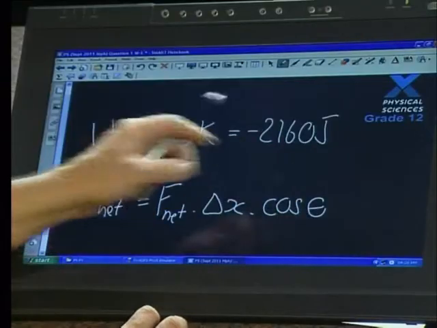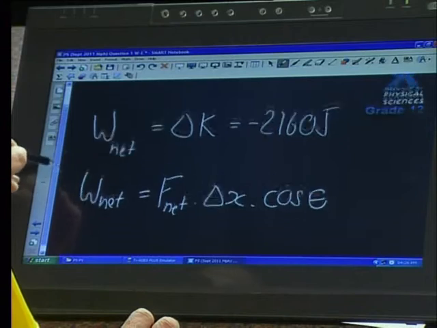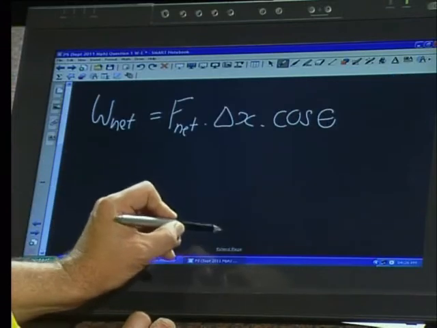So what I want to do is just break it down into little bits. We've got the W net, we know what W net is. We have explained what F net is. We know F net is the frictional force as well as the component parallel to the slope. And now we've got to explain the cos theta, so I want to just explain cos theta for a minute.